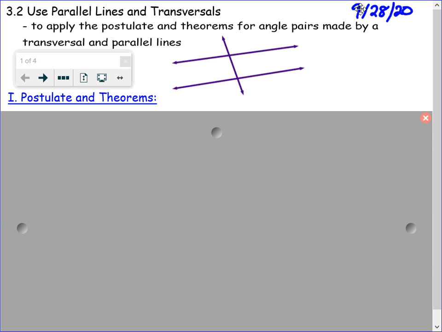So we're going to apply the postulate and theorems for angle pairs made by a transversal and parallel lines. On Thursday of last week, we talked about how, as long as there is a transversal, you get alternate interior angles, alternate exterior angles, consecutive interior angles, and corresponding angles. There's nothing particularly special about them when the lines aren't parallel. When they're going to intersect, there's nothing particularly special about them.